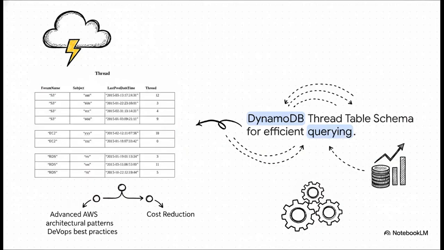Let's stick with databases for a second. Take a look at this DynamoDB Thread table dataset we have here. Forums, subjects, last post dates, and threads. Right, and when you're dealing with DynamoDB, your schema design is absolutely critical. It's not just about organizing data, it's about minimizing your provisioned read capacity costs. If you get the schema wrong, your costs will skyrocket.